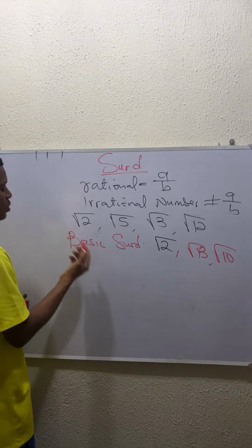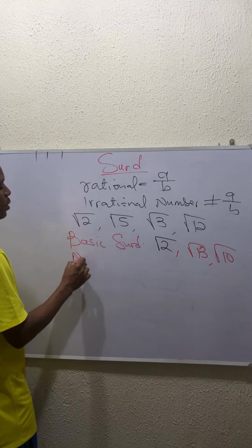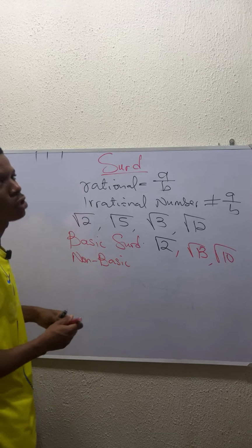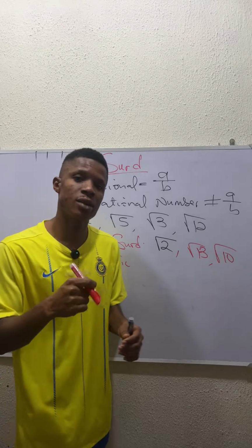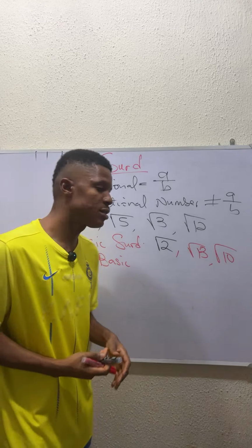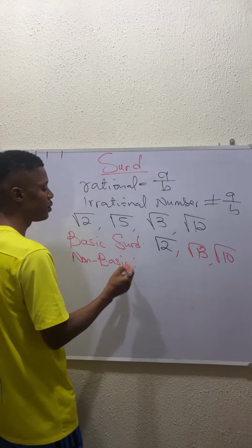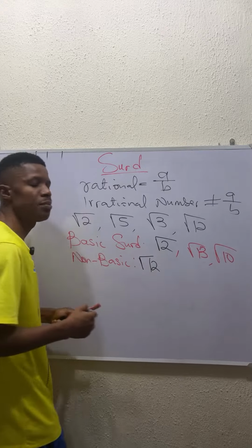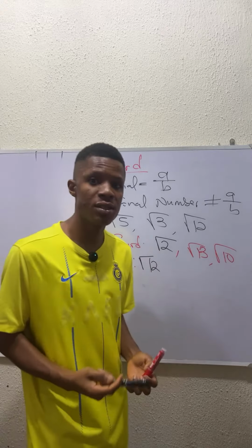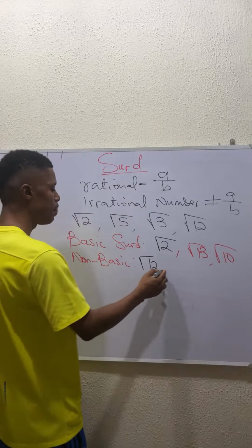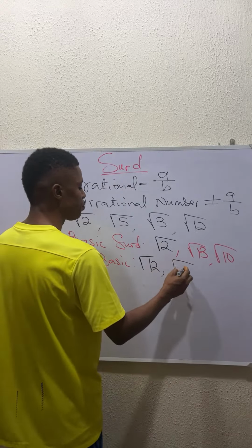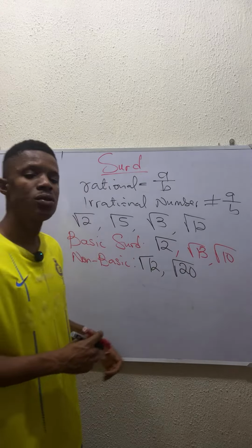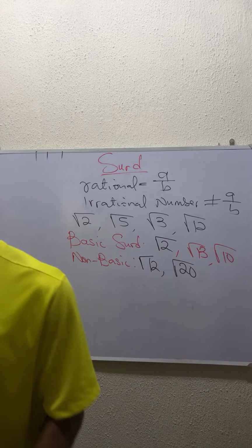The next ones are the non-basic surds. A surd can be seen as non-basic if we can actually simplify it further. Examples of non-basic surds include numbers like root 12, which we can still simplify and reduce to its lowest term. We also have root 20, and so on. So these are the various forms of surds.